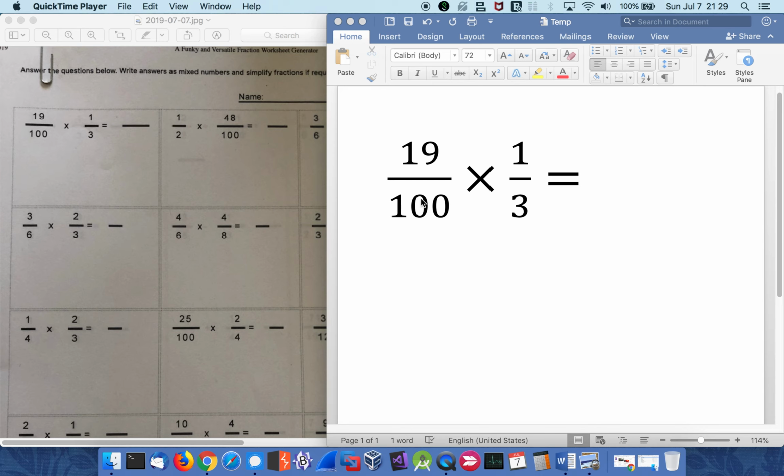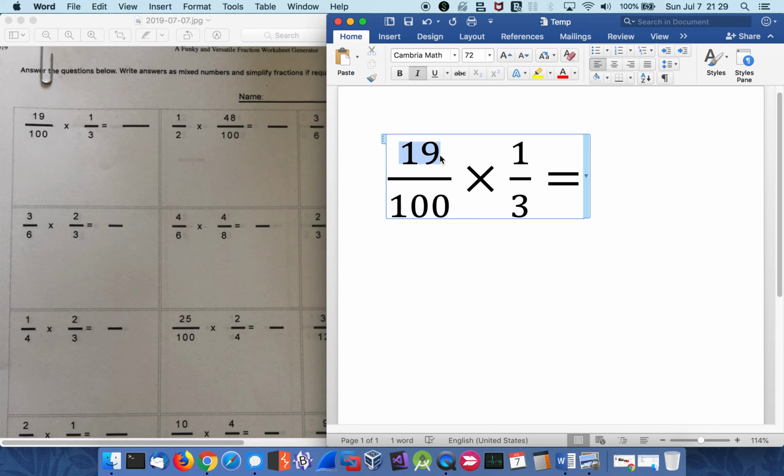So here we'll do 19 over 100 times 1/3. Multiplication is nice and easy because all you need to do is multiply the numerator of the first one by the numerator of the second one, and you can just write that over here.